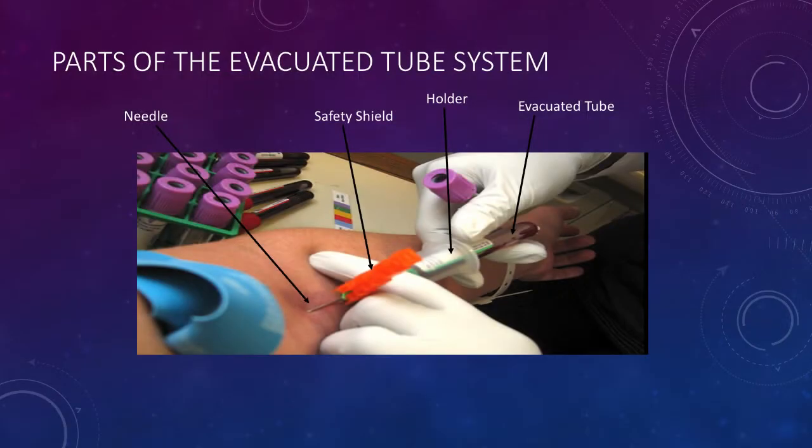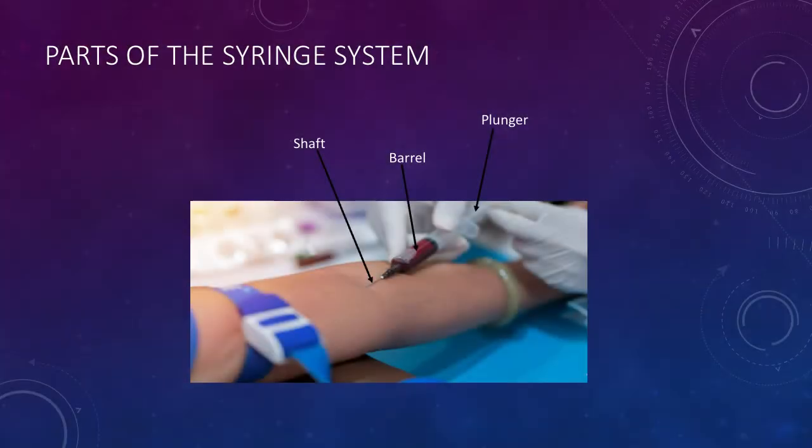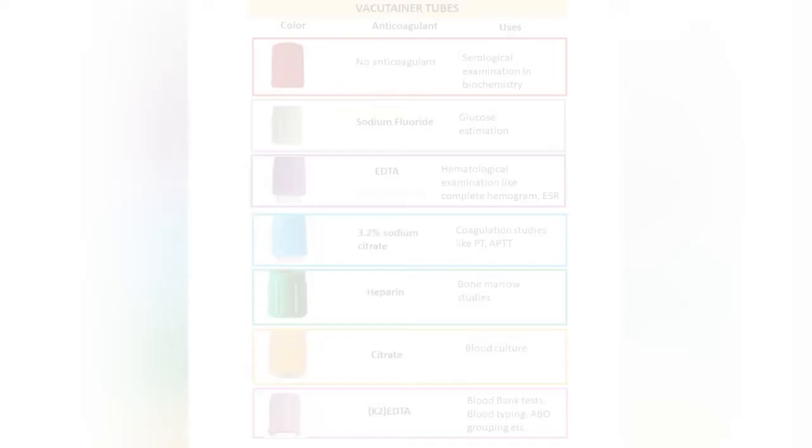Parts of the evacuated tube system consist of needle, safety shield, holder, and evacuated tube. Parts of the syringe system consist of the shaft, barrel, and plunger.